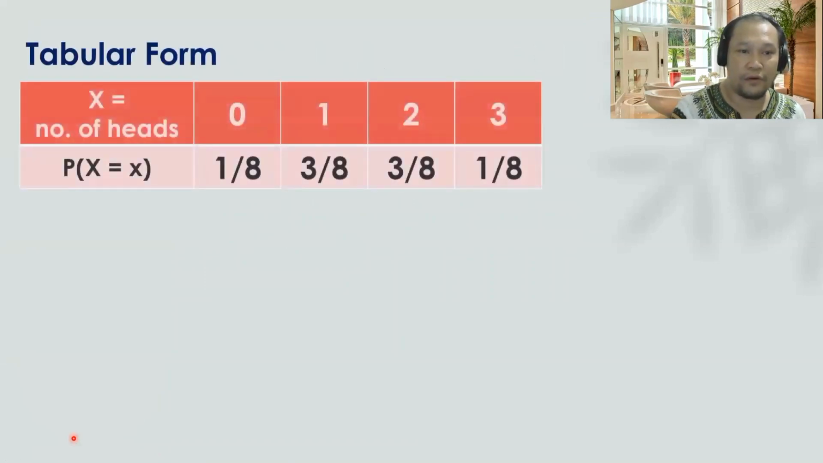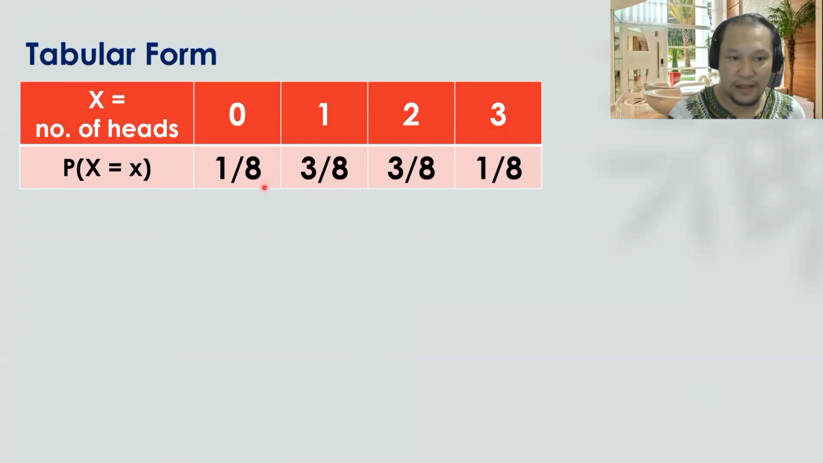In the tabular form, the number of heads, or the random variable, is 0, 1, 2, and 3. Knowing how many outcomes have 0 heads, we have 1, and our total outcomes is 8. Therefore, the probability that no head will occur is equal to 1/8. On the other hand, the number of heads is equal to 1.